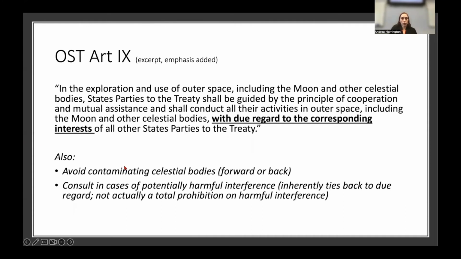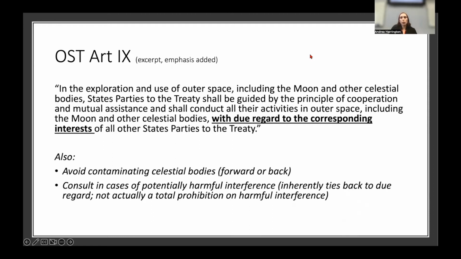Other important provisions that are built into Article 9 are the avoidance of contamination. So both forward and back contamination. We don't want to bring bacteria from Earth and contaminate other celestial bodies. That's forward contamination. We don't want to bring stuff from space that could contaminate Earth and be dangerous to Earth. That's back contamination. And then the part that's more relevant to the due regard principle is the consultation provision that says states have to consult in cases where they believe they might cause potentially harmful interference to other state space activities, or states who think that their activities might be harmfully interfered with can also request those consultations.